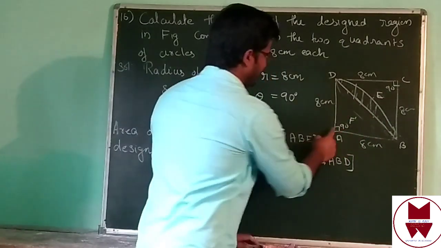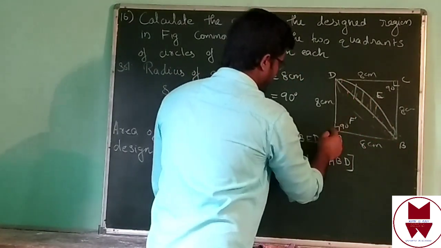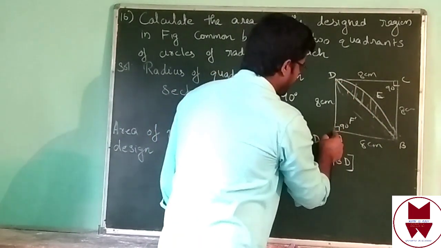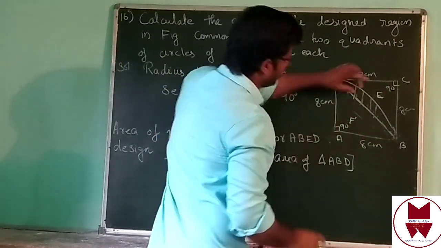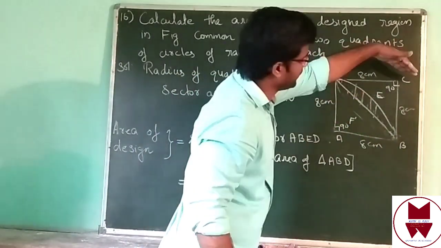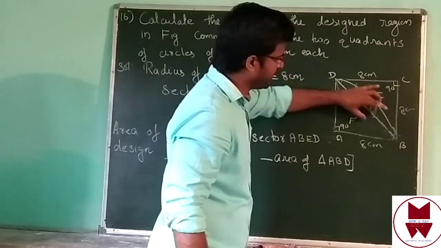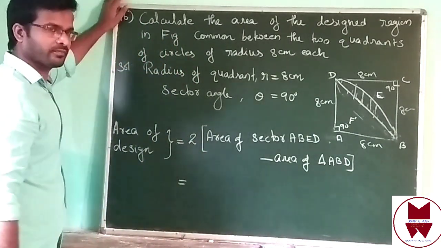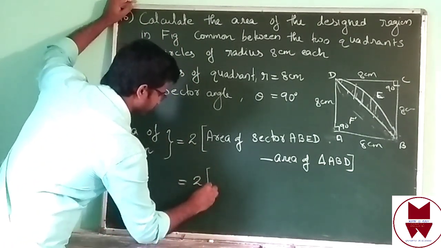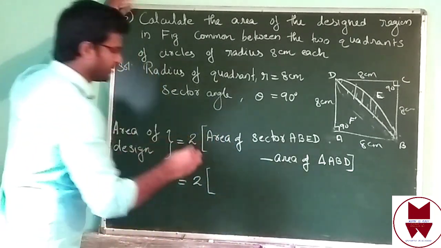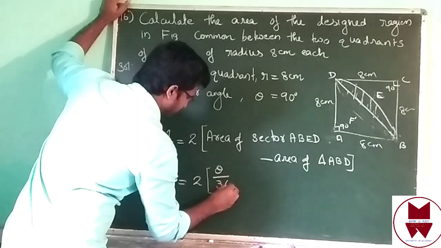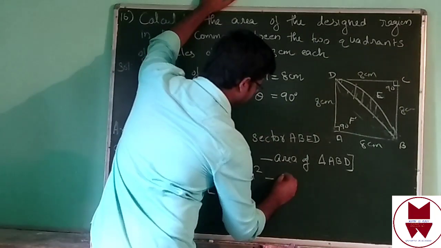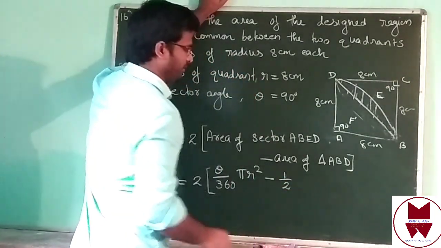it's like, keep in mind, A, B, E, D. First we will find out area of sector A, B, E, D. Then after we will subtract area of triangle A, B, D. Then you will get only this part. Then same process if you do on the opposite side, in here also same answer you will get. 2 times we are doing, that's why I just multiply with 2. Then 2 into area of sector, which formula will we use? That is theta by 360 pi r square minus area of triangle is 1 by 2 base into height.